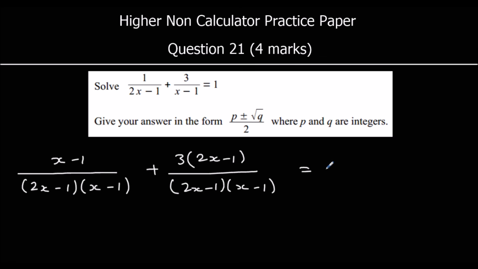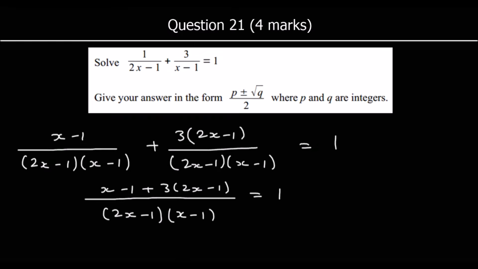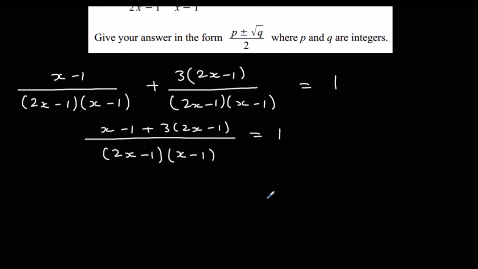And that equals 1. Now we've got the denominators the same, we can make it into one fraction. So we're going to have 1 fraction over (2x minus 1)(x minus 1). So we've got (x minus 1) plus 3 times (2x minus 1) equals 1. Now I want to get rid of the fraction, so I'm going to multiply both sides by that denominator.